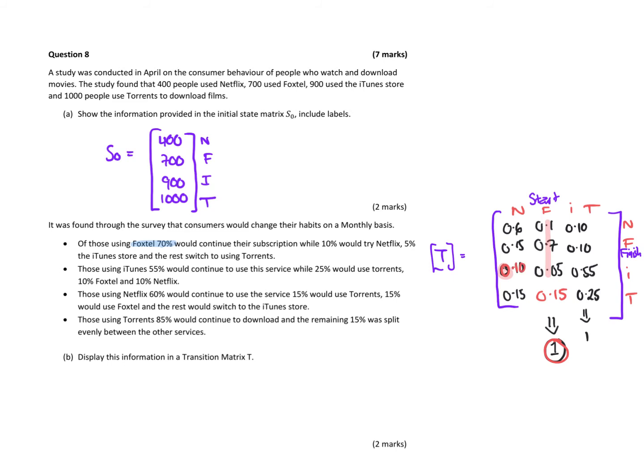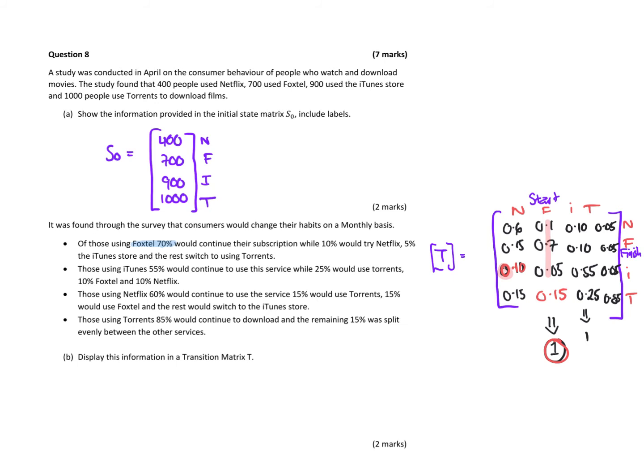Okay, and then the last one, 85 to 85 to use for torrents. And 15% was split between the other services, so that means 0.5 because it goes evenly. Yeah, evenly, it was split evenly. So there's my transition. So we've worked that out.